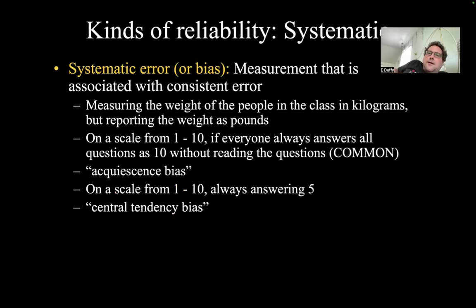Now, another kind of threat to reliability is called systematic error or bias. That's measurement error that is consistent across all measurements. So if you measure the weight of people in a class in kilograms but report the weight in pounds, you're going to get answers that are consistent but wrong. Of course, you can always convert kilograms to pounds. I think that you multiply by something like 2.3, and you can go from one to the other. But if you don't know that, you're making an error, and you're going to have systematic error.